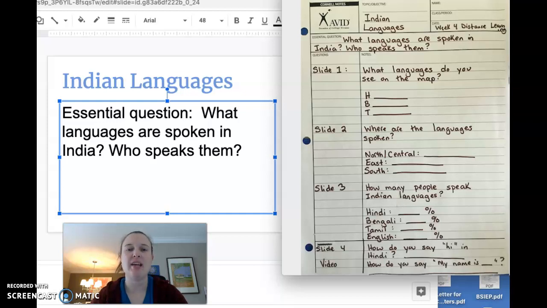So, in the past, we learned that the main language in India is Hindi, and there are other languages. So, I wanted to show you some information about all the languages in India. So, I have the C notes here. You're going to fill out the C notes based on what you learn in this screencast. So the essential question is what languages are spoken in India and then who speaks them?